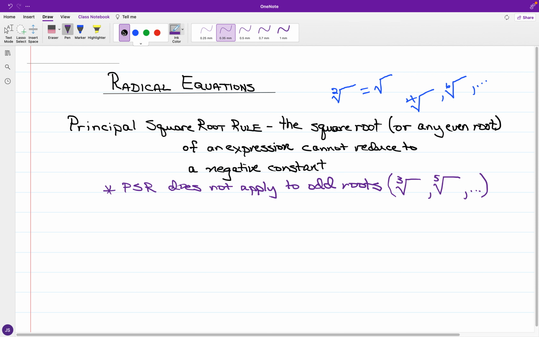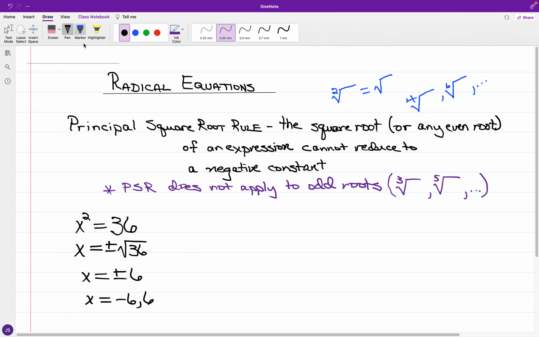And just a bit of a backdrop, going back to a quadratic equation we dealt with, in the case of solving by the square root property of equality. We had x squared is equal to 36. When we went from x squared to x, we had plus or minus the square root of 36, and the solutions were plus or minus 6, negative and positive 6.